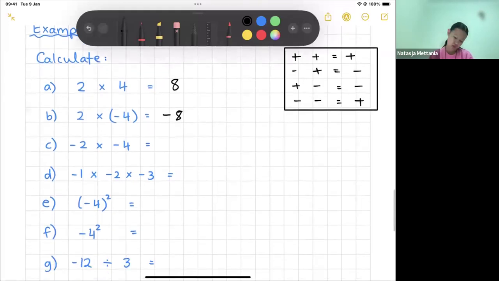Question C, negative 2 times negative 4. I'll be using this one right here. Two negatives gives me a positive, so it'll give me a positive 8.